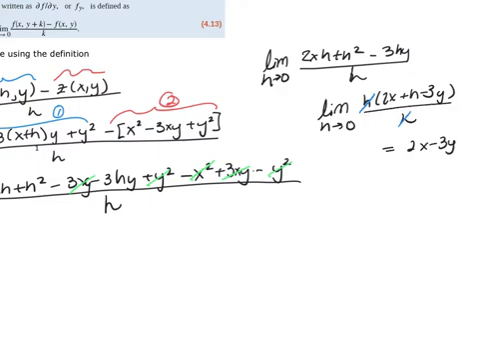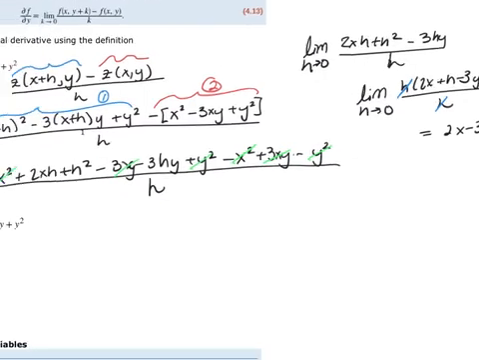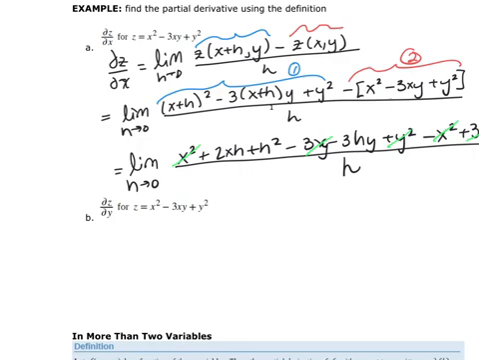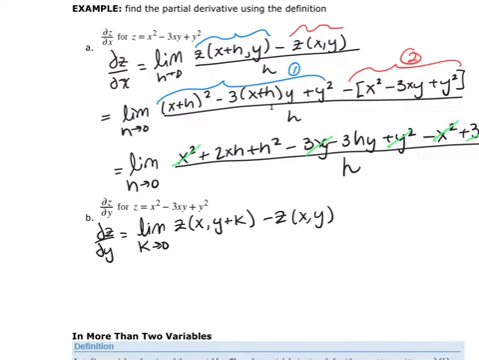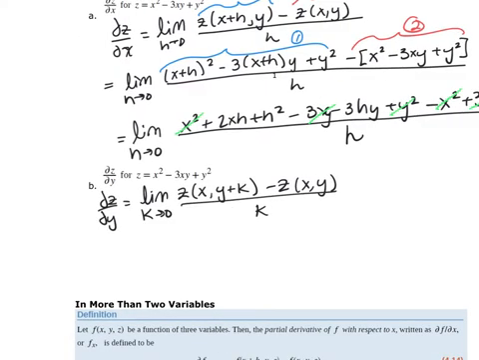Now we're going to do the same exact function, but now we're going to do it with respect to y. So it is going to be ∂z/∂y, equal to the limit as k approaches 0 of my function z of x, y plus k, minus my function z of x, y, over k. Similar to what I did up above. It's going to be the limit as k goes to 0 of, now everywhere I see y, I replace it with y plus k, so this is going to be x squared minus 3x times (y plus k), plus (y plus k) quantity squared.